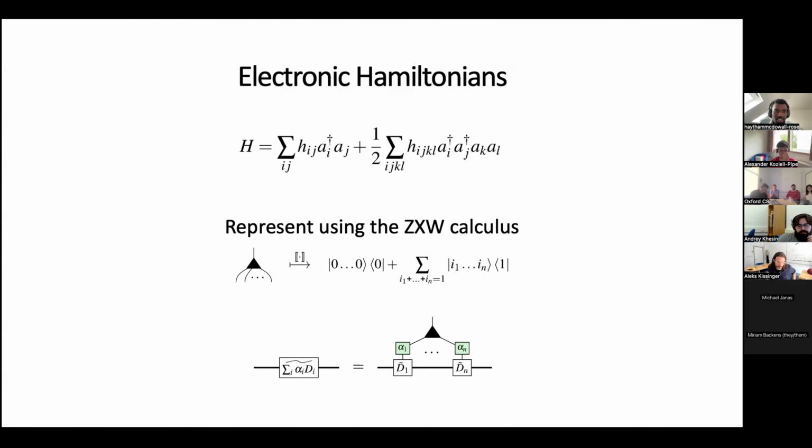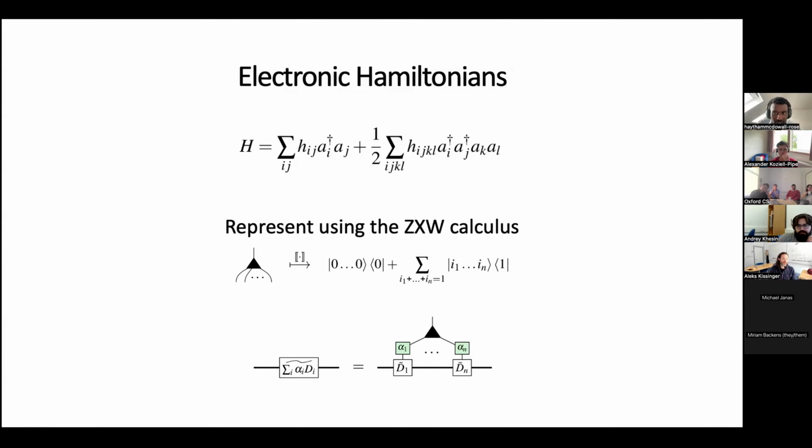There's one thing though, we need to use this W node, which you may have seen. It's very useful for taking sums of diagrams, which is something you can't do in the ZX calculus without just putting a plus in general. But in the ZXW calculus, you can take sums and linear combinations and compositional combinations of terms in our Hamiltonian.